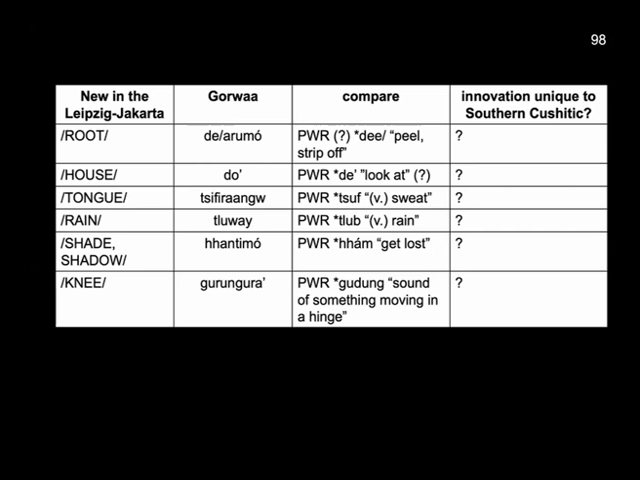Again, we have the word for rain. This is not super surprising. So we have uai and ub. We have hantimo, which is the shade and shadow. Then we have the form for ham, to get lost. This may be a possible connection. And then we have the word for ni, which is gurungura.